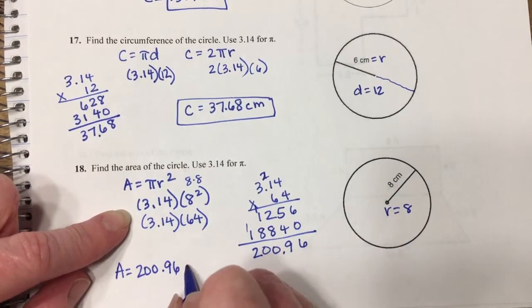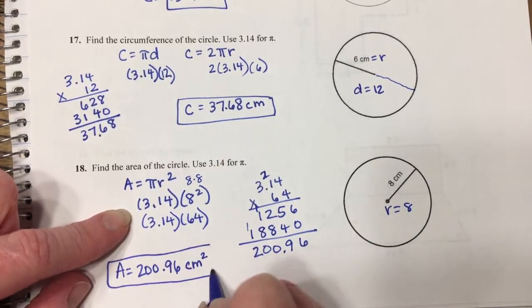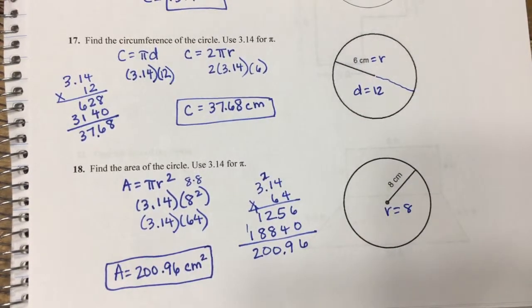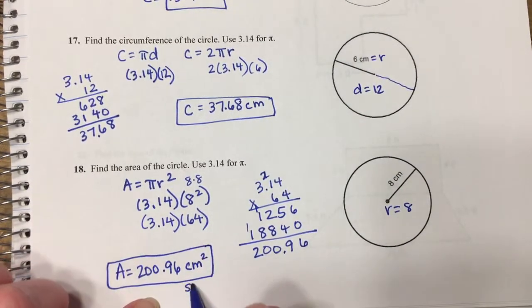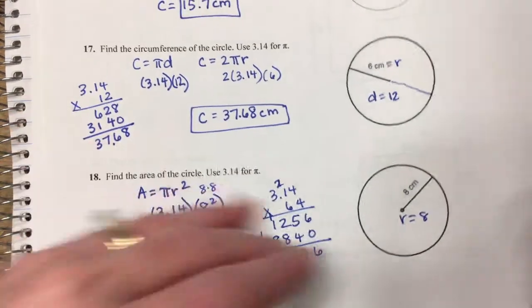200.96, and this is being measured in centimeters, and it's actually square centimeters because it's area. Right? So I can use this exponent to identify square centimeters, or I could write square centimeters like that. Okay? All right, moving on.